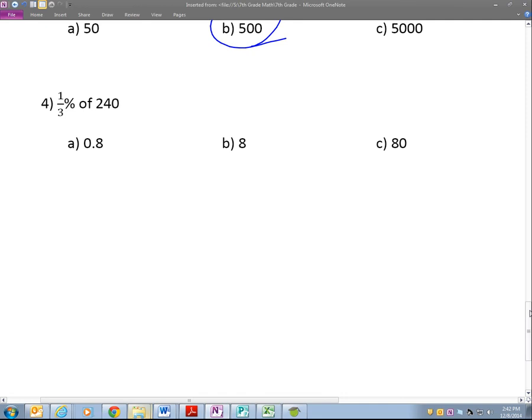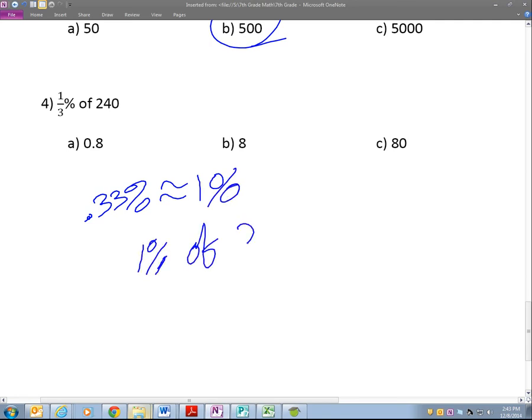Now then there's this one. This one we threw in there to be a little tricky. 1/3% is not 33%. 1/3% is 0.33%. So I'm going to say that it's almost 1%, and 1% of 240 equals 2.4, and which one is the closest to 2.4? A. Okay.